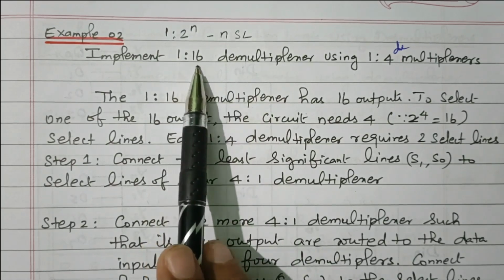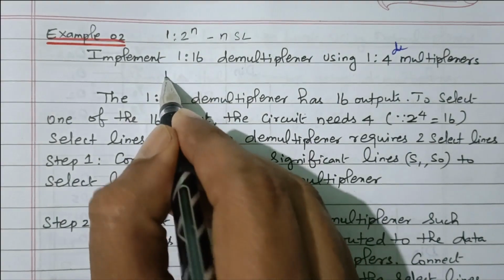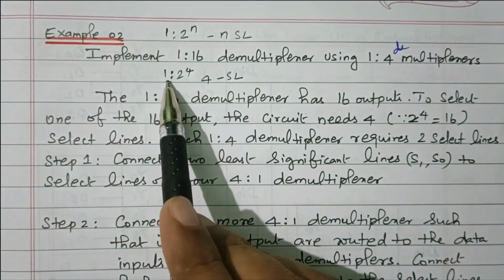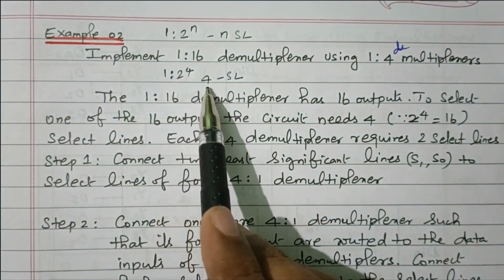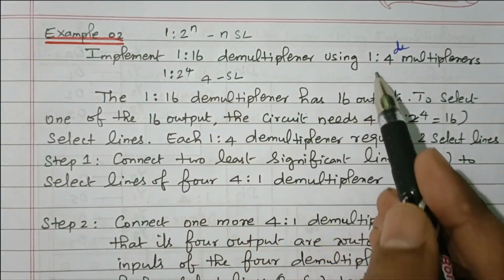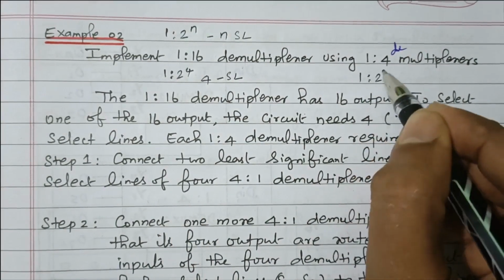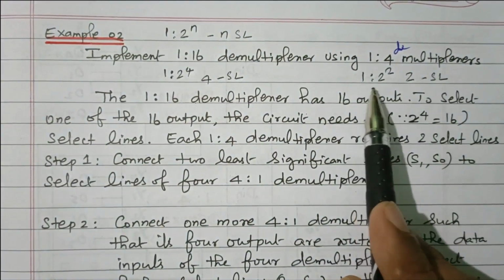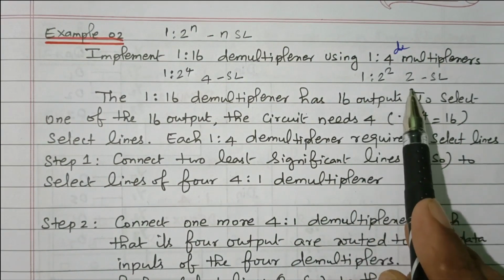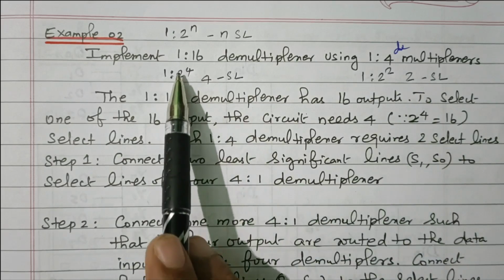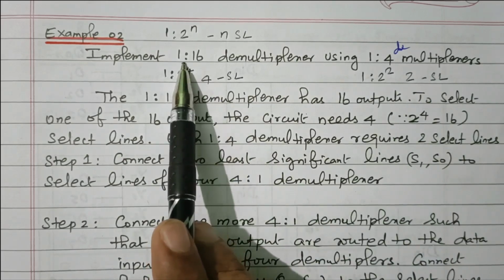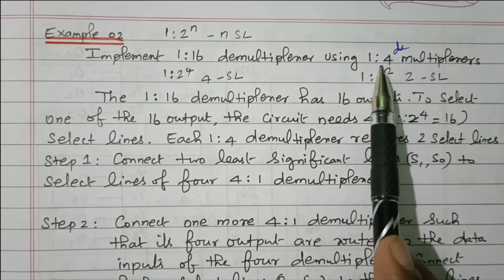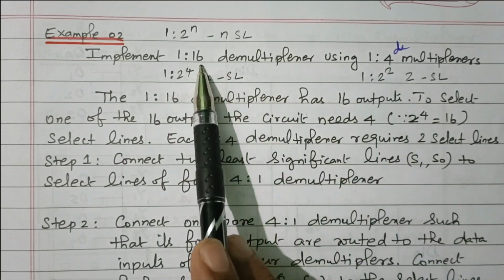So this 1:16 demultiplexer is nothing but 1:2 to the power 4 with 4 selection lines, right? One input, 16 outputs are available, controlled by 4 selection lines. 1:4 means 1:2 to the power 2 with 2 selection lines, right? So this has one input with 4 outputs, controlled by the 2 selection lines, right? Suppose we want to implement a 1:16 demultiplexer, that is, we need 16 outputs, and here we are using 1:4 demultiplexers. So 4 outputs are available, but here we need 16 outputs.